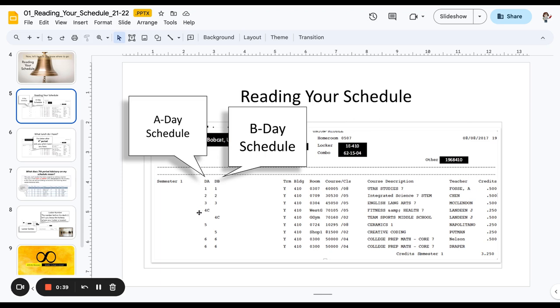So make sure that you can see 1, 2, 3. Like you can see that fourth period for this student, they have gym on A days and team sports on B days. And then fifth period, they have ceramics on A days and creative coding on B days. So you need to make sure that you know which is an A day and a B day.